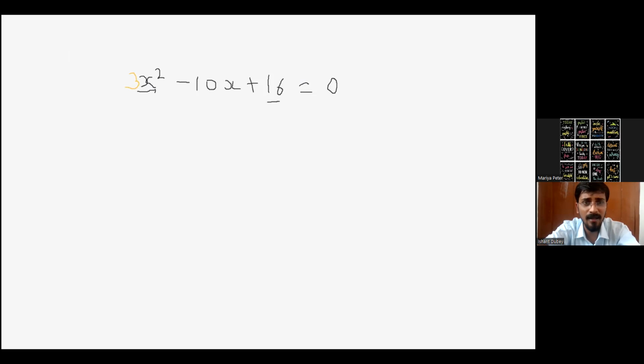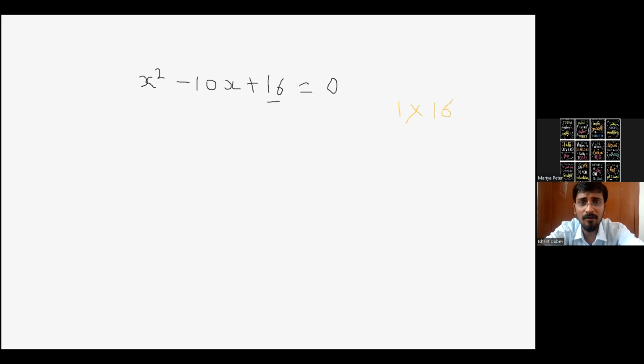If I write simply x, my coefficient will be 1, because 1 into x square is correct. Coefficient of x square is 1. Now what we have to do: the coefficient of x square and this constant 16 is there, right? So we have to multiply. If I multiply 1 into 16, I get 16.